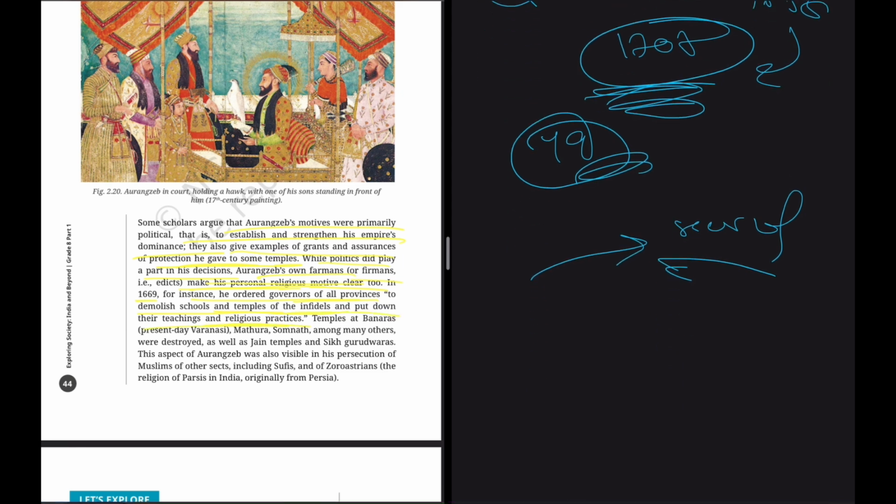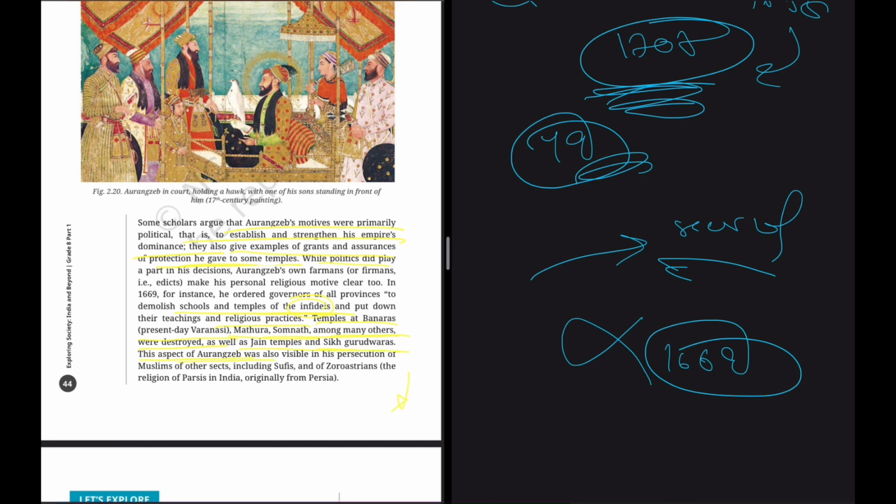So in contrast to what these scholars had to claim, in 1669, Aurangzeb ordered that all the schools and temples of infidels, that is the people not of his religion, be abolished, and that their teachings and religious practices should be put down. And the temples at Benares, that is present-day Varanasi, Mathura, Somnath, among many others, were destroyed, as well as Jain temples and Sikh gurudwaras.